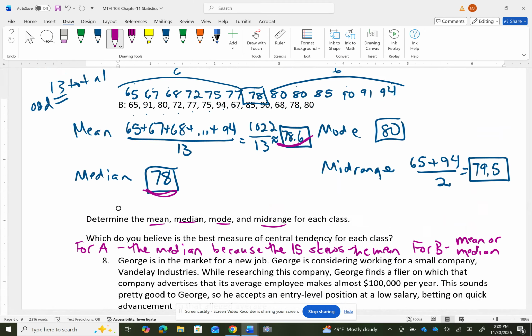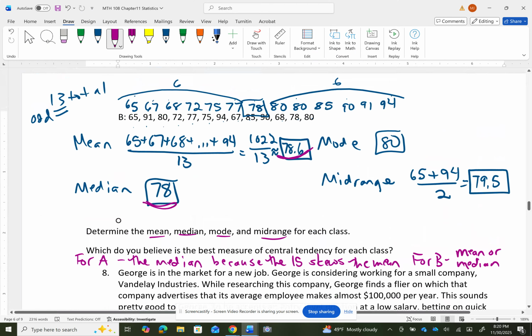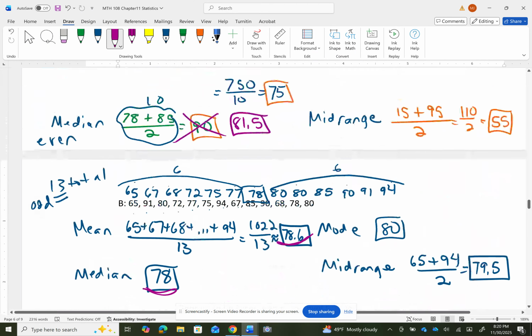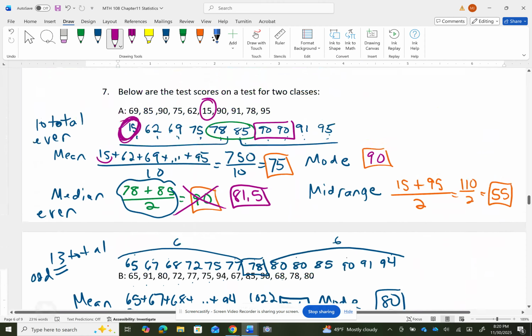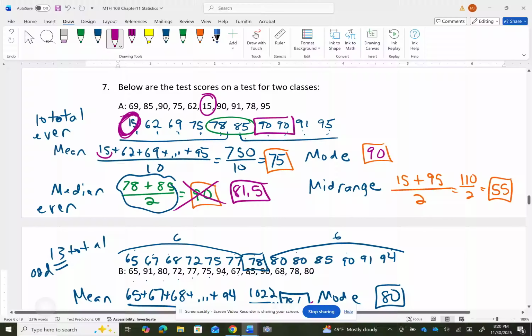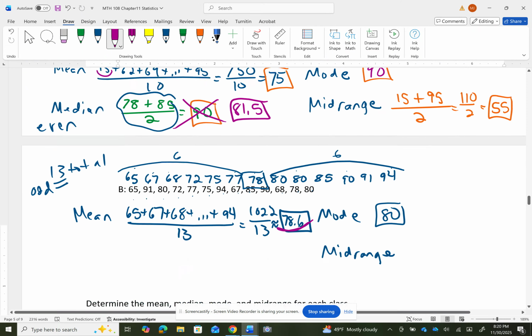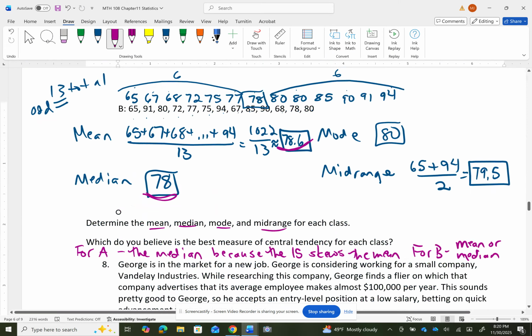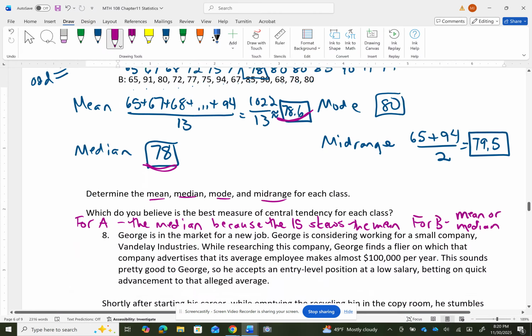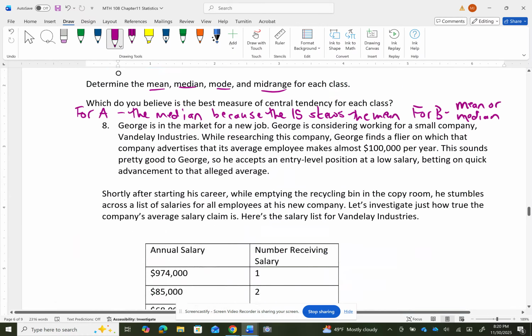And the mid-range gives you a quick sense, but it's only using 2 values. And notice on the mid-range for Class A how 55, I don't know, that really doesn't seem to represent the data set very well. And on the second data set, it does a pretty good job, but that's because those data values were already pretty close together. Okay. All right, now let's go ahead and look at another style of problem.